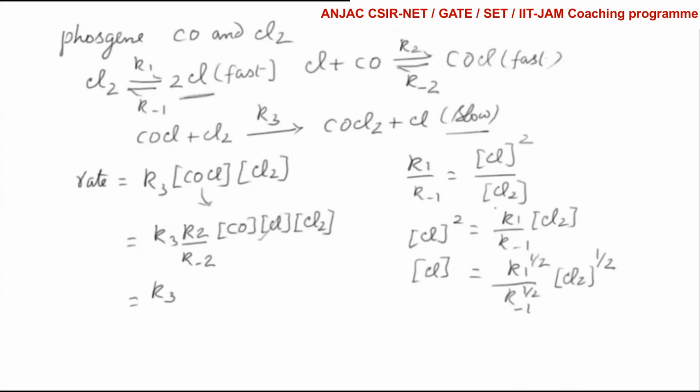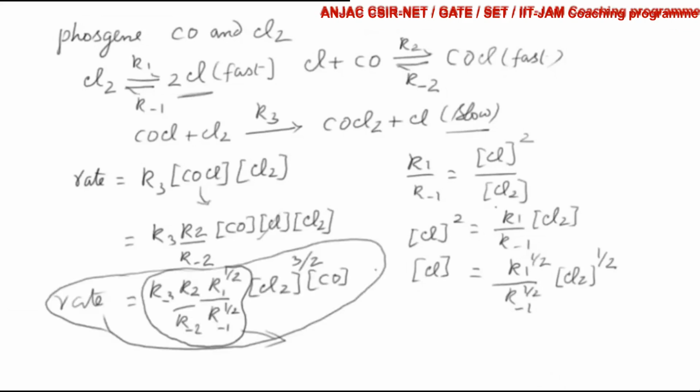Substitute, we get K3, K2, K1 power half, over K minus 2, K minus 1 power half, into concentration of CO, Cl2 power 3 halves. Whether this is the final rate law equation or not. Yes, sir. Why? Because it involves the concentration of the stable species, chlorine and carbon monoxide.